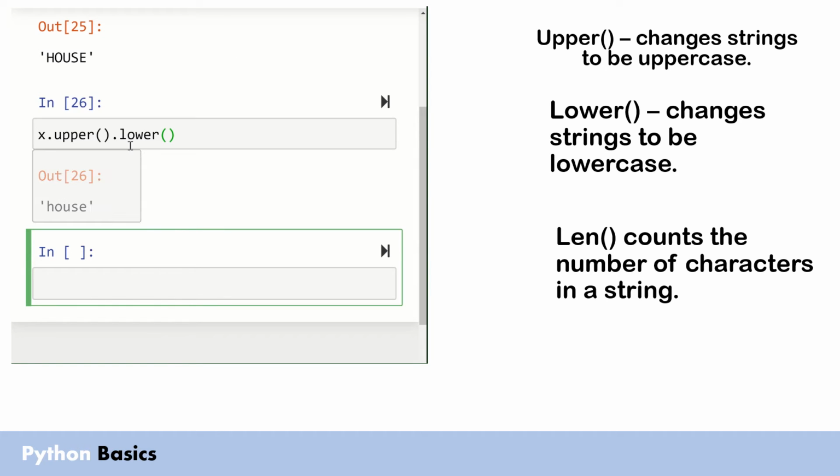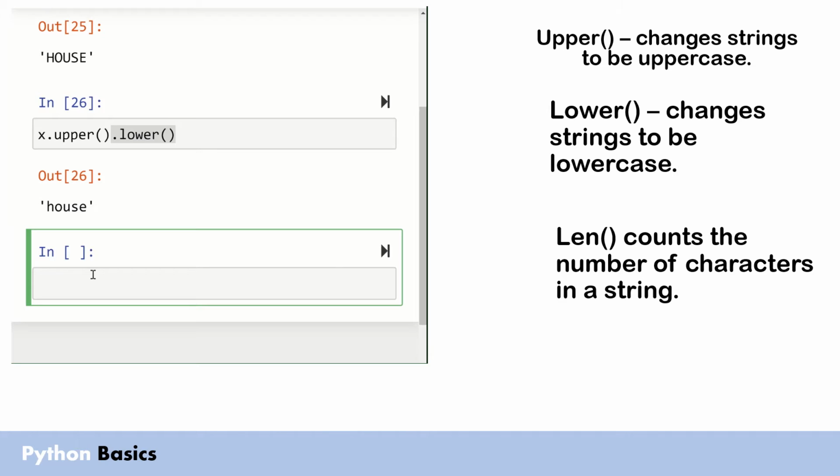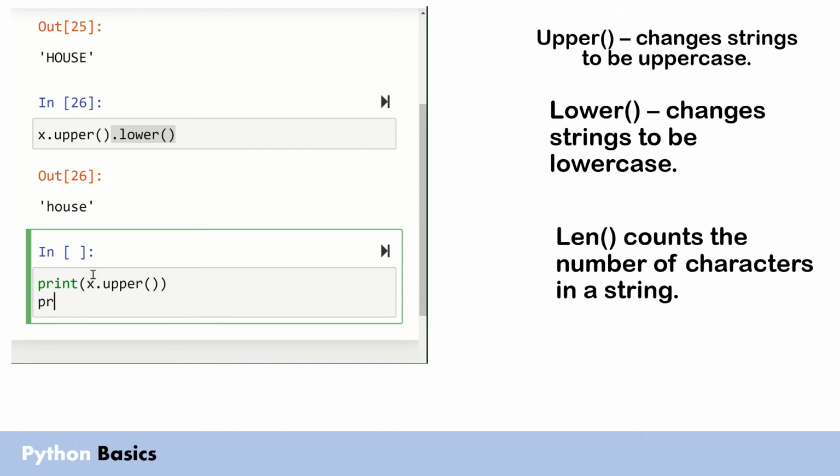Now you're probably wondering what has happened. Well, let's follow the command through. I'm going to start off with my string, and I'm saying to the string, okay, make yourself uppercase. Then I'm telling that uppercase string that's being created to be lowercase. That might seem a bit odd, but let's see what's really happening. So I'm going to do 2 commands. I'm going to go print x.upper, and then I'm going to print x.